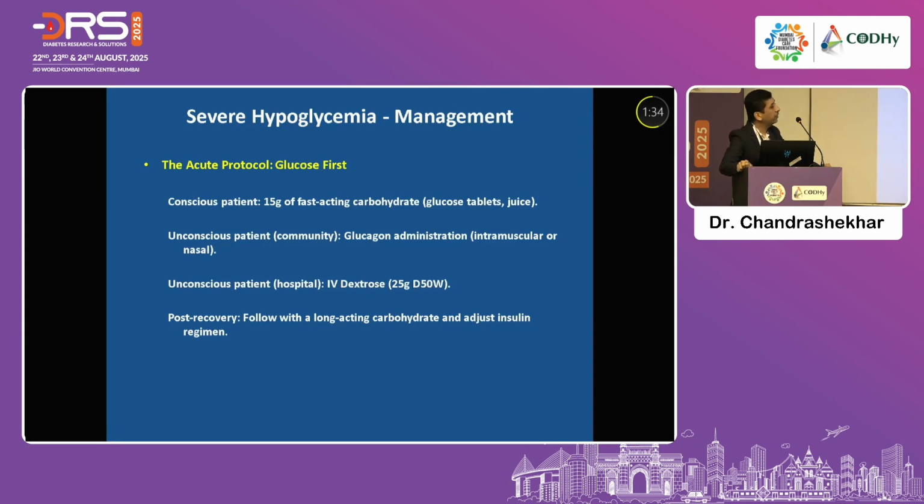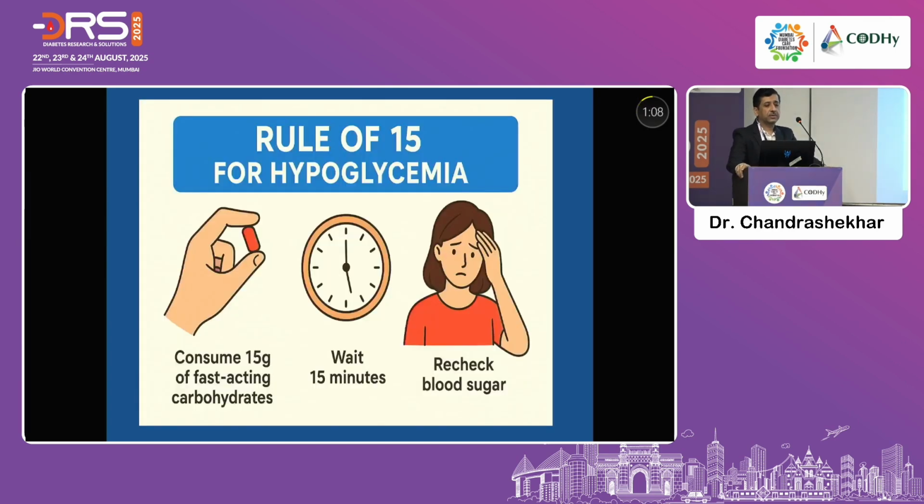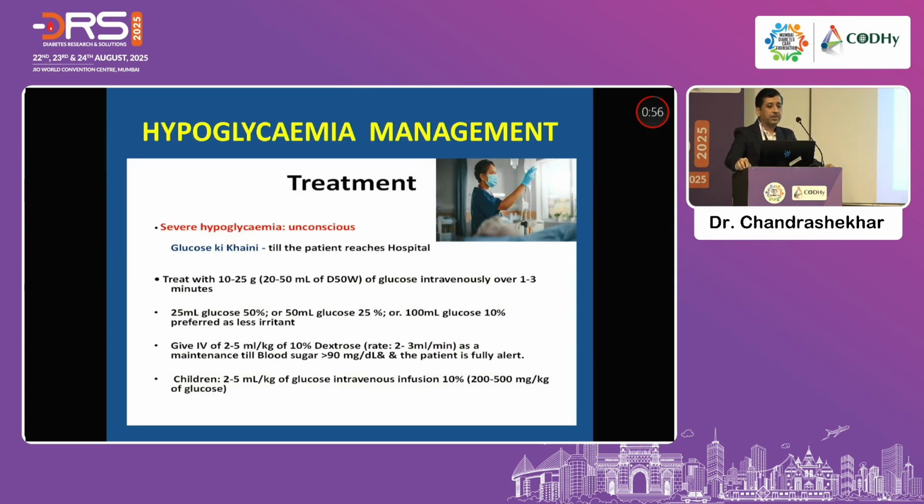In severe hypoglycemia, in a conscious patient, 15 gram of fast-acting carbohydrates like glucose tablets or juices can be given. For an unconscious patient in the community, glucagon administration can be taught to the patient's relatives. Unconscious patients in a hospital setting can be given IV 25% dextrose. This is the management we usually practice for hypoglycemia. And everyone is aware of the rule of 15: consume 15 gram of fast-acting carbohydrates, wait for 15 minutes. If blood sugars are still on the lower side, repeat the same procedure. So that is the hypoglycemia management, as we have discussed.